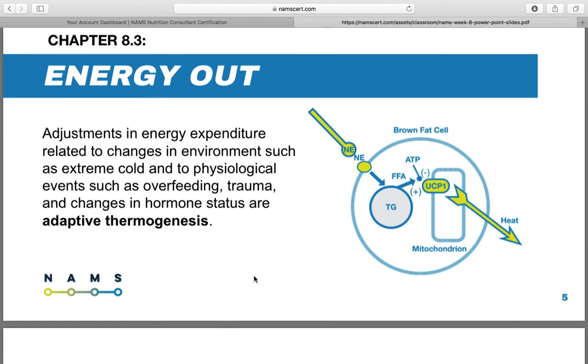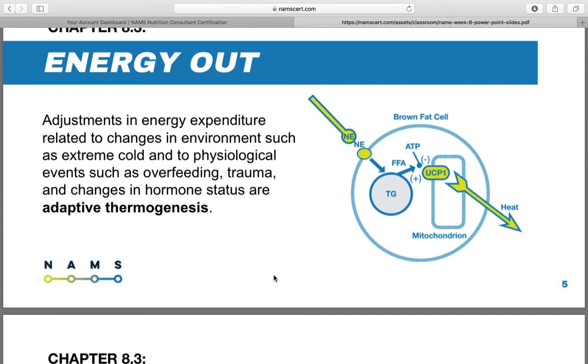Adjustments in energy expenditure related to changes in environment, such as extreme cold, and to physiological events such as overfeeding, trauma, and changes in hormone status, are adaptive thermogenesis. Okay, guys, I know this is getting a little bit deeper into the science aspect of everything, but just take notes on this. Take a look at my diagrams I have here for you guys. Okay, you have your mitochondria with your ATP.